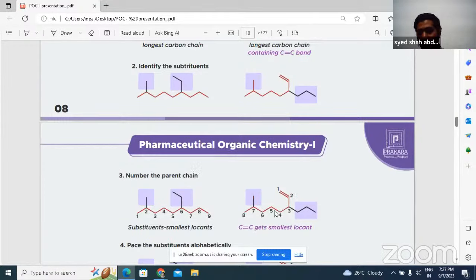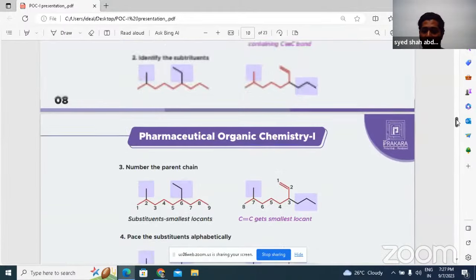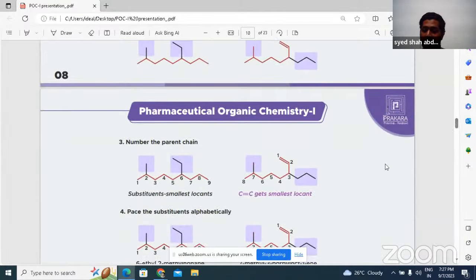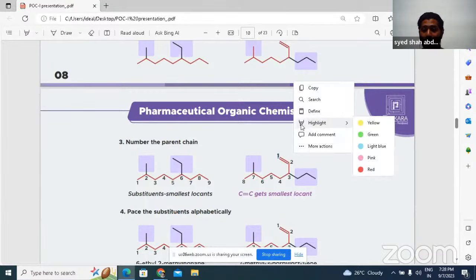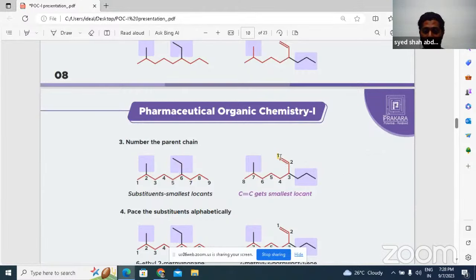Here you can see the difference. The compounds are quite similar, but the numbering and the longest chain are different. Why? Because the substituents should get the least number. Here you can see this is a branch, a methyl branch, not a functional group. But here it is an alkene, a functional group. So that functional group has to be given the priority. So we are starting the numbering from here.